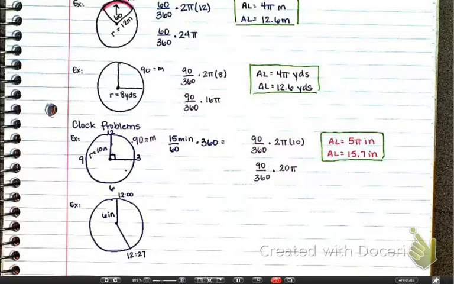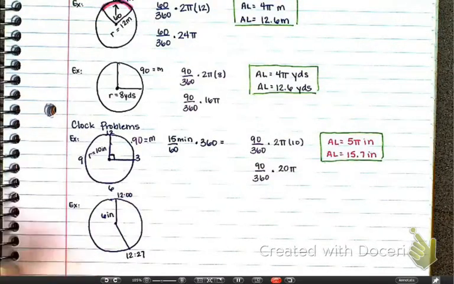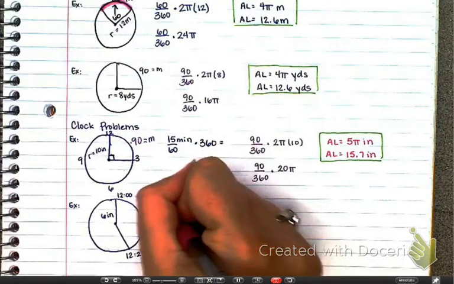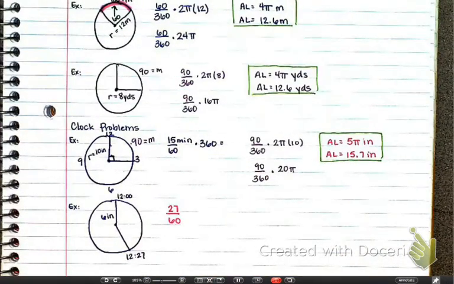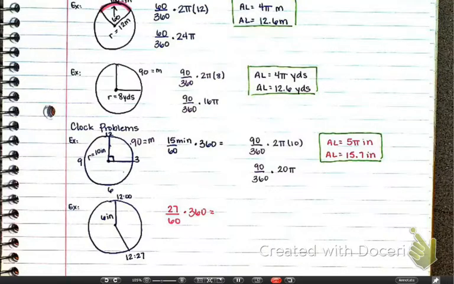So how do I convert minutes to degrees? How did we convert the minutes to degrees? What did you do in the last problem? Okay, so how many minutes do I span total? 27. I go from 12 to 12:27. So I have 27 minutes total out of a full 60 if we were talking about an hour times 360. So 27 divided by 60 times 360 gives you what degree?